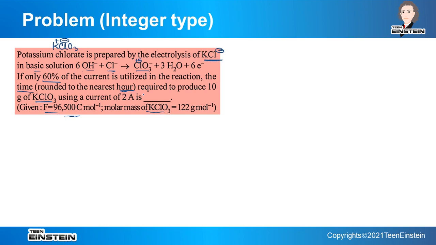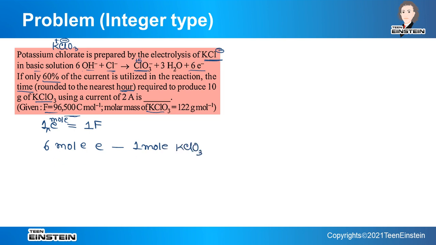Now for this reaction, as we can see, for formation of 1 mole of ClO3 minus, we need 6 electrons, and 1 mole of electrons has a charge of 1 Faraday. So 6 Faraday charge must be required. 6 mole electrons, sorry, it is mole, required for generation of 1 mole KClO3 according to the reaction given.